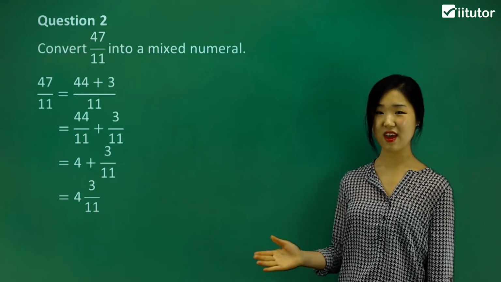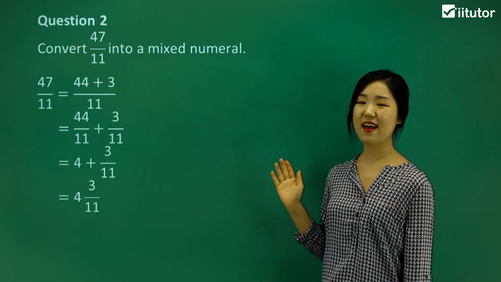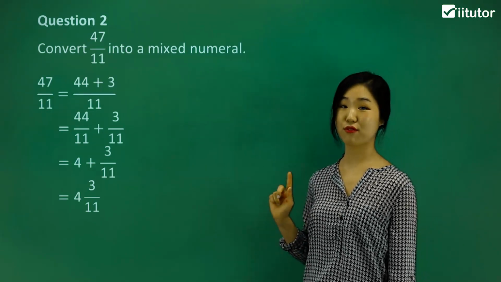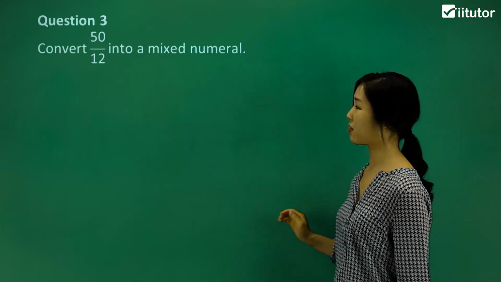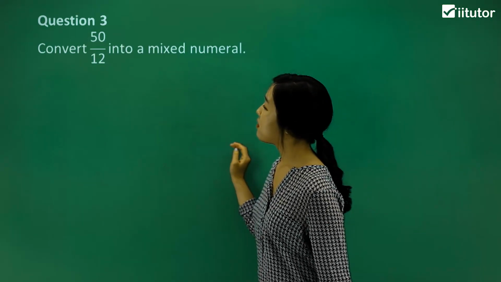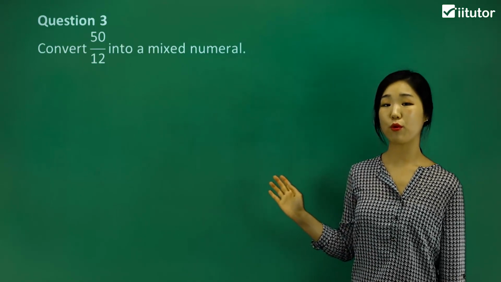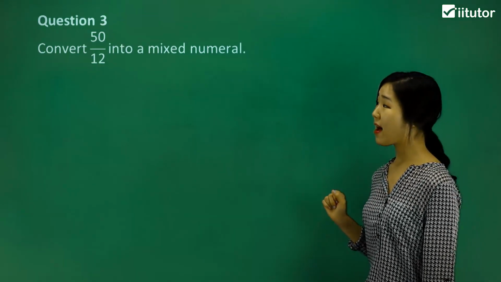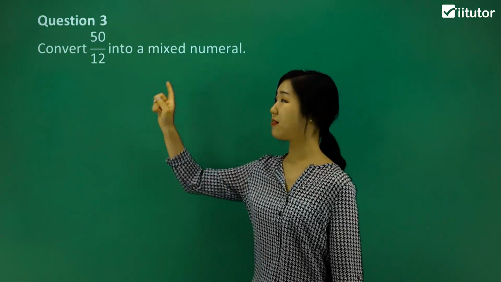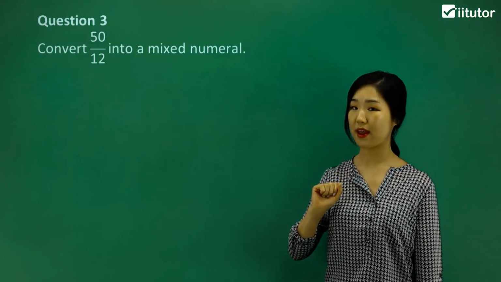Make sense, guys? Hope you're getting the hang of this now, because as I said, it's a repetitive pattern throughout the whole questions. So we'll do one more. Let's have a look at question 3. Convert 50 on 12 into a mixed numeral. Exact same question, we just have to convert it to a mixed fraction. Now again, we know that it's improper because the numerator is larger than the denominator.